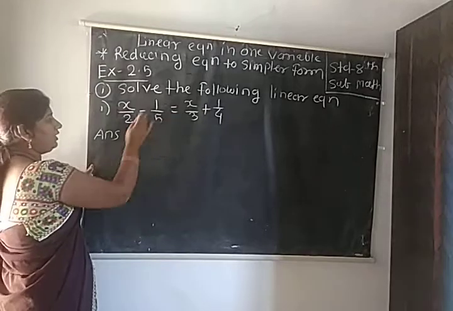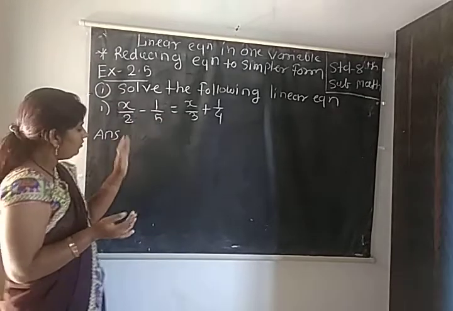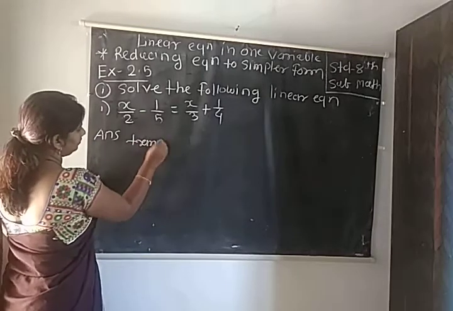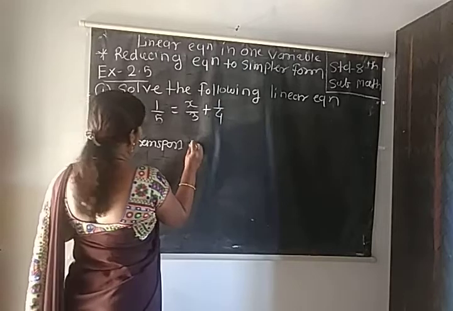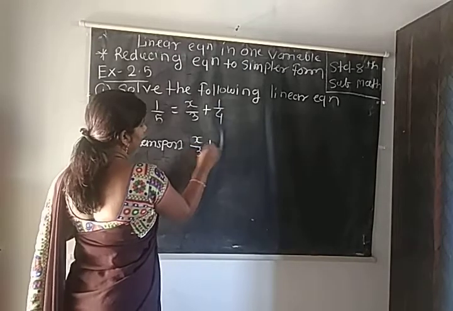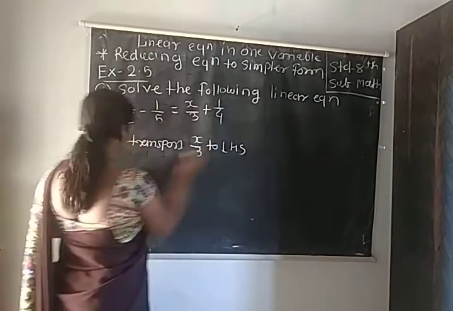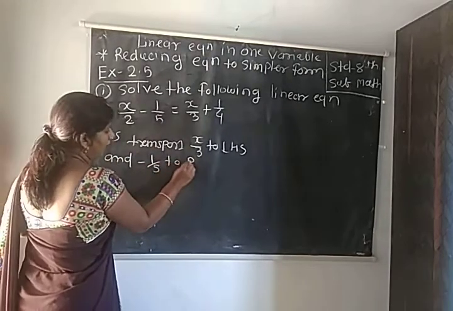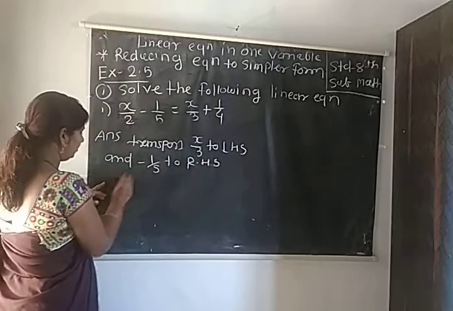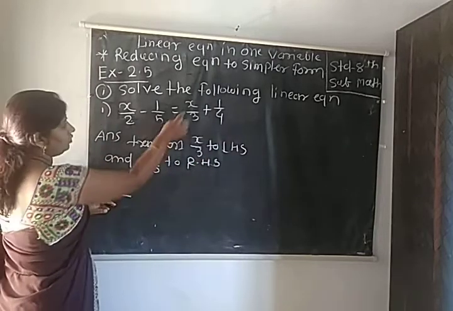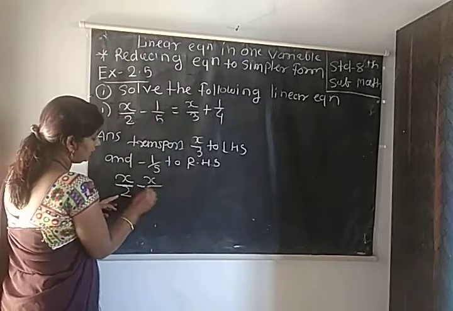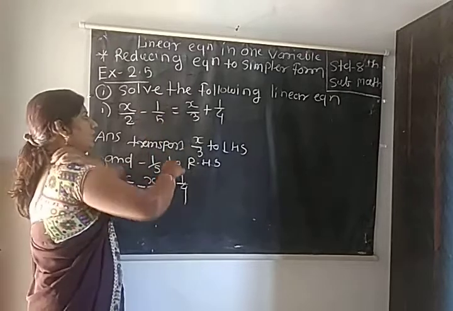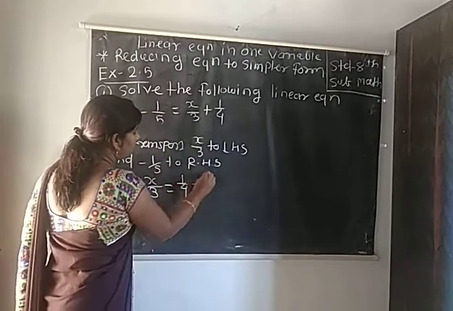Then x by 3, we transpose it to the LHS. Why? Because then you can solve for the x value. That's why we transpose this: x by 3 to the LHS and minus 1 by 5 to the RHS, and x by 2 stays as it is. So x by 3 transposed becomes minus x by 3, and 1 by 4 stays as it is. Minus 1 by 5 transposed, what will it become? Plus 1 by 5.